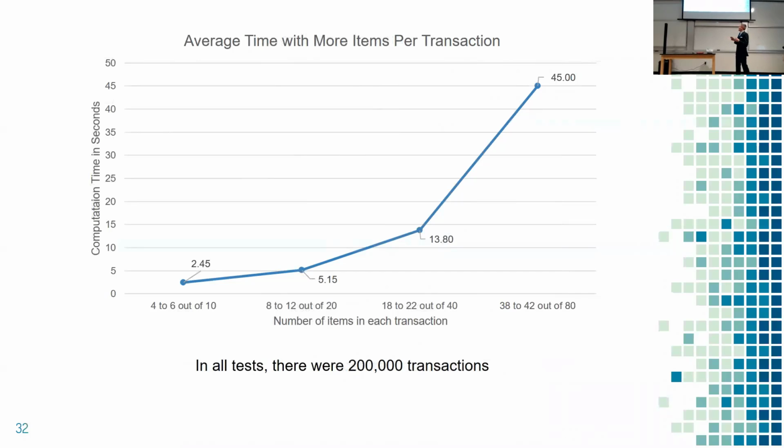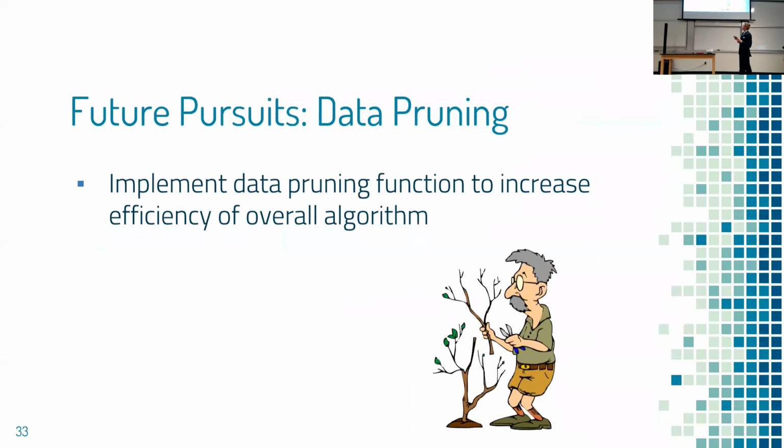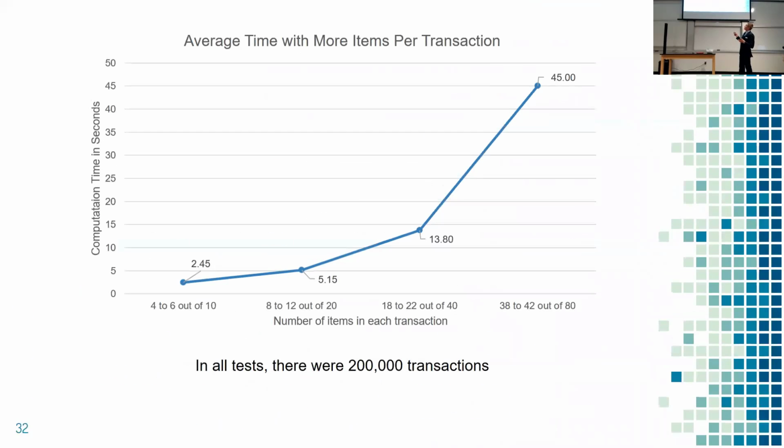This meant that in each one of these, I doubled the number of items per transaction, and the total time that it took to find all of the combinations more than doubled. So it was growing exponentially.